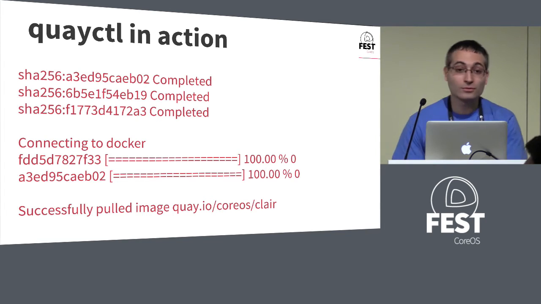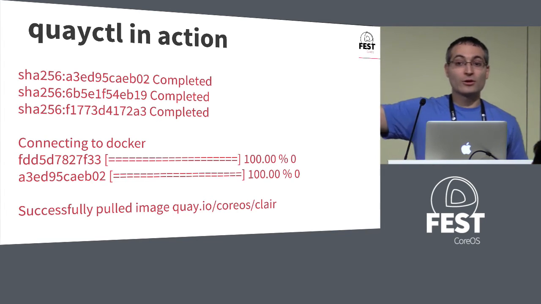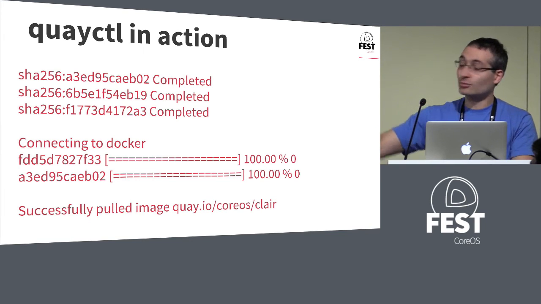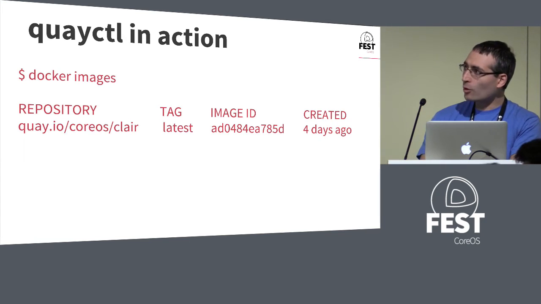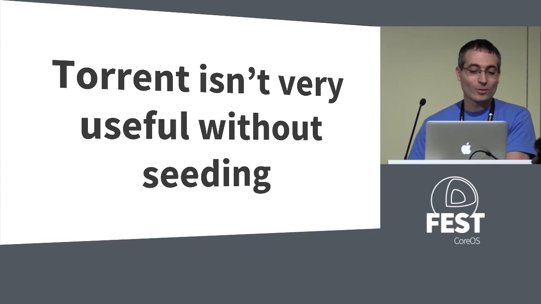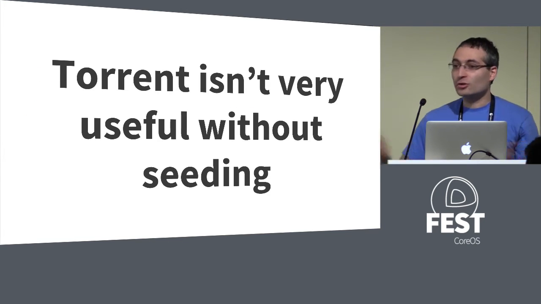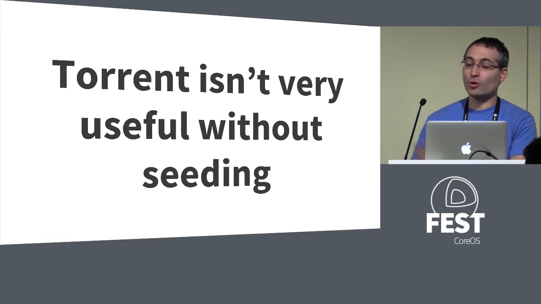And then all you have to do is use it. It'll be there as if you did a normal Docker pull. Run Docker images, and it will be there. Same deal with a rocket fetch. Of course, torrenting isn't very useful without seeding because you want to be able to have all of your machines in your cluster pull from within your cluster.